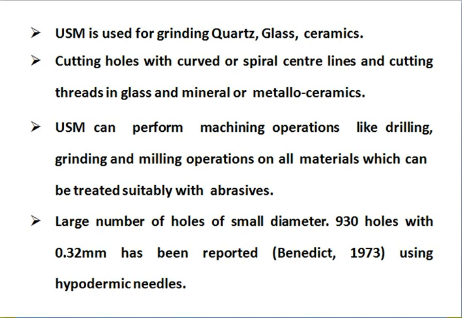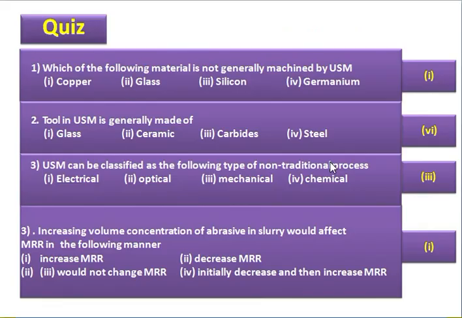So now we will go for a quiz round, because it is very interesting for all of you, and it will help you summarize the content that you have gone through in today's presentation. So let's have a look at the first question. Avoid the answer and just look at the question. Which of the following materials is not generally machined by USM? Copper, glass, silicon, germanium. Obviously the answer is copper, because copper is not at all preferred for machining by USM.